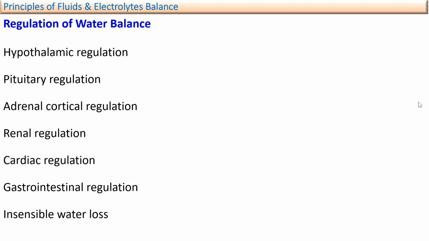Now, the gastrointestinal regulation. The GI tract accounts for most of the fluid or water intake. Small amounts of water are eliminated by the GI tract in the feces. Insensible water loss is the invisible vaporization from the lungs. Perspiration, or sweating through the skin, is sensible loss, so excessive sweating leads to loss of water and electrolytes.